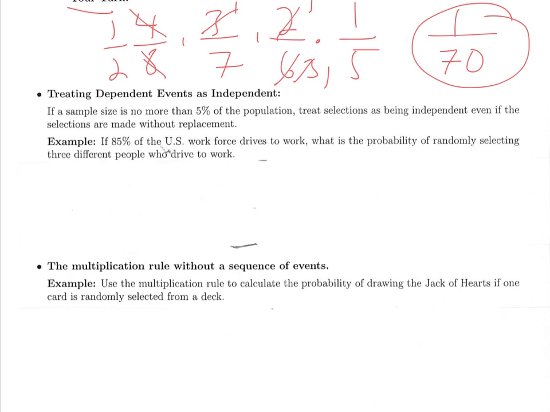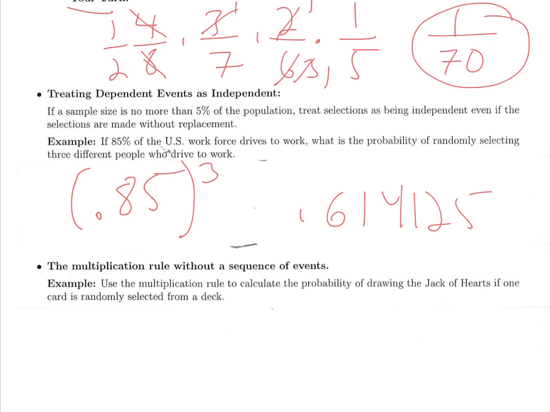So if 85% of the U.S. workforce drives to work, what's the probability of randomly selecting 3 different people who drive to work? Well, the probability that somebody drives to work is 0.85. 85% as a decimal. And we're going to draw 3 of them. So I could write out 0.85 3 times or just raise that to the 3rd power. So 0.85 raised to the 3rd is, I'm getting 0.614125.